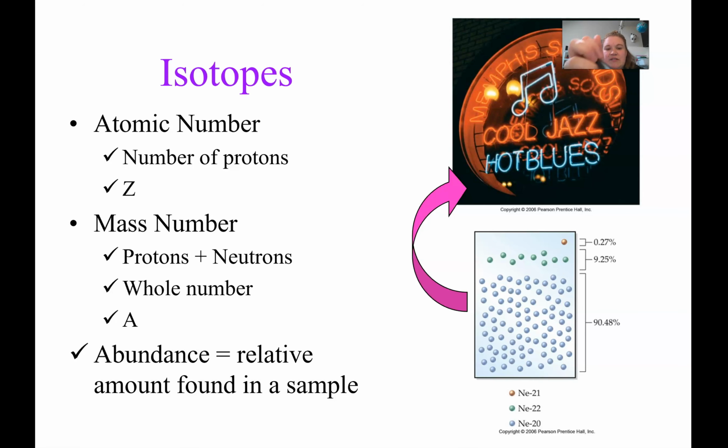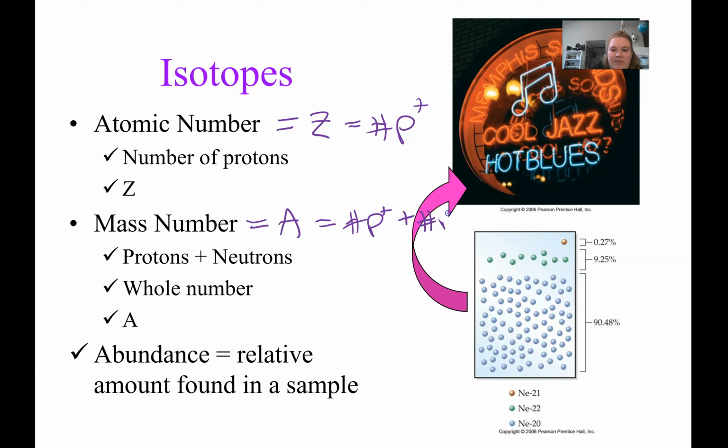So we have 2 symbols that we need to memorize right now. Our atomic number is abbreviated as a Z, and it's the number of protons. And the mass number is abbreviated as an A, and it is the number of protons plus the number of neutrons.